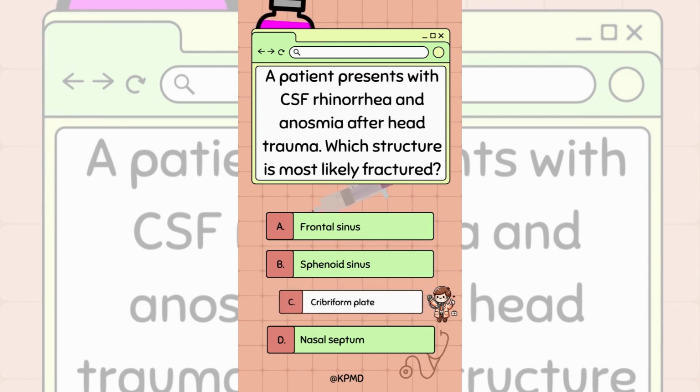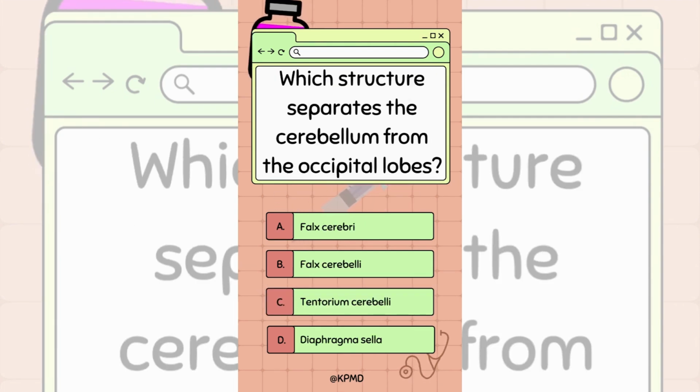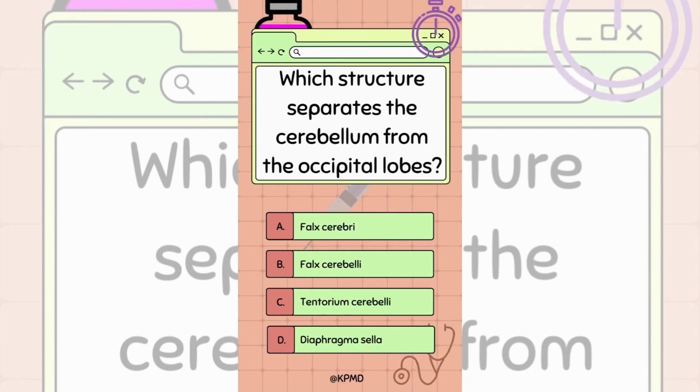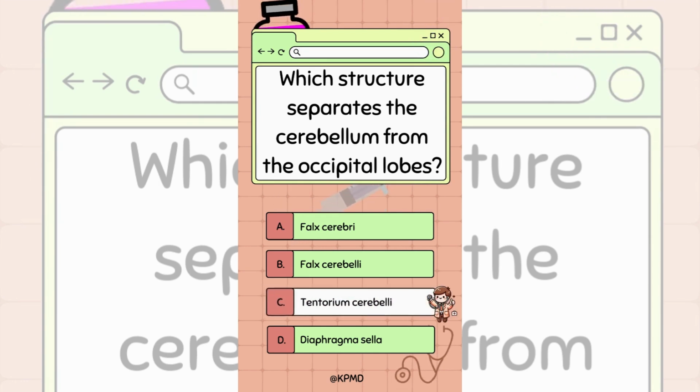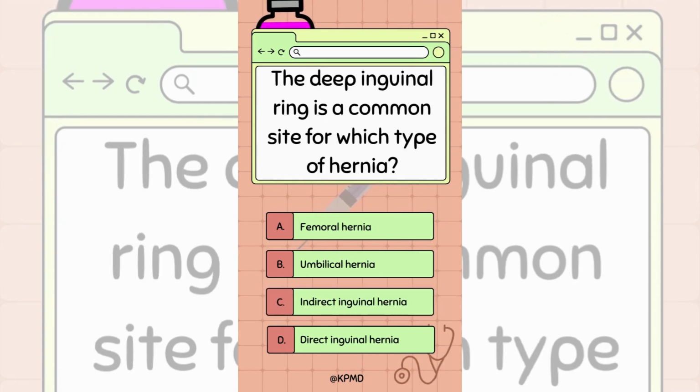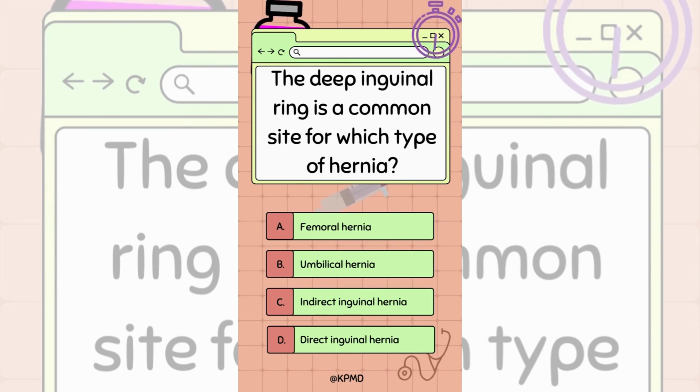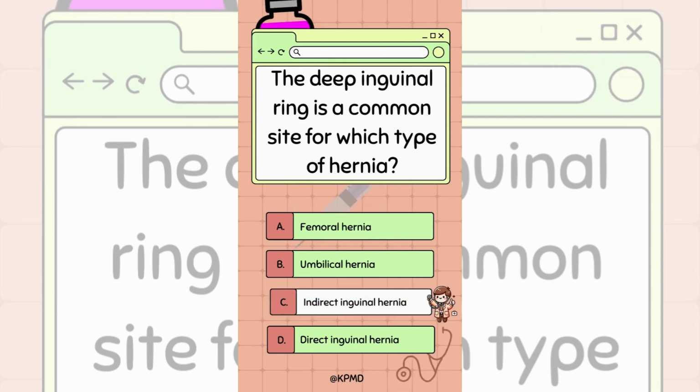It's C, cribriform plate. Which structure separates the cerebellum from the occipital lobes? It's C, tentorium cerebelli. The deep inguinal ring is a common site for which type of hernia? It's C, indirect inguinal hernia.